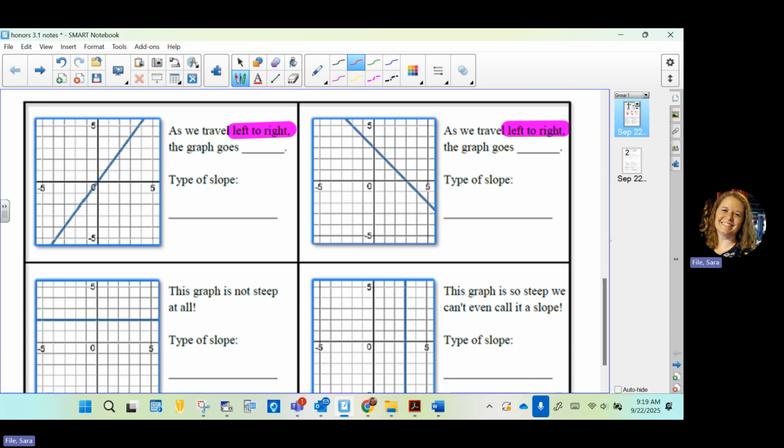So if it is increasing, if it goes up, I'm going to put the word increasing in parentheses here. Okay, you have a positive slope. If your graph from left to right goes down, meaning it is decreasing from left to right, you have a negative slope.